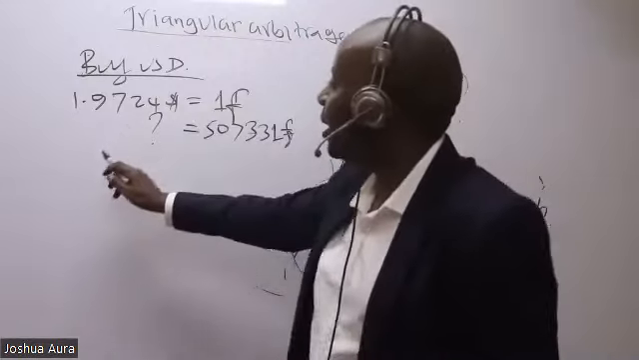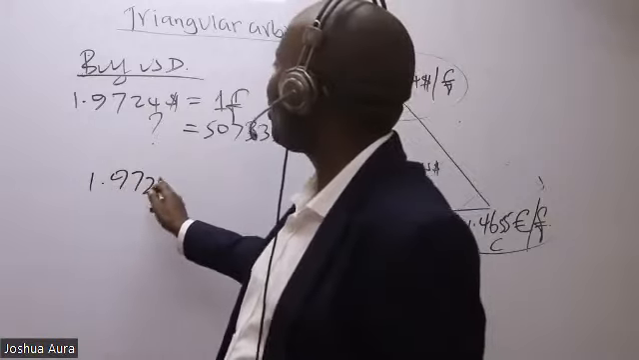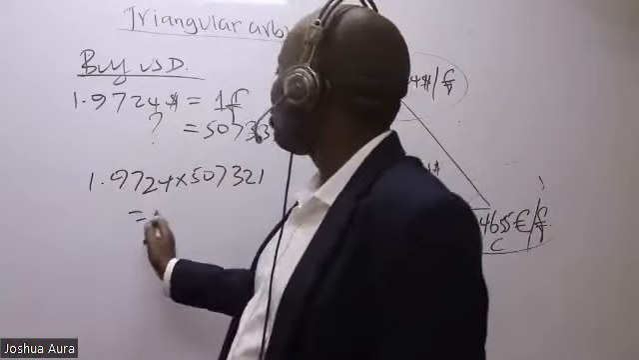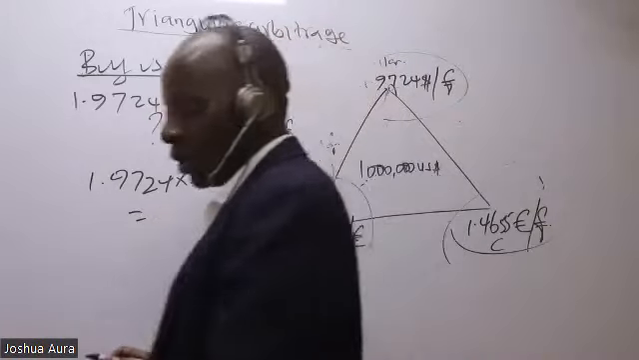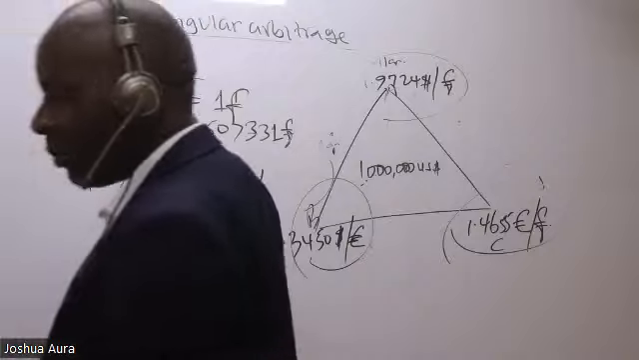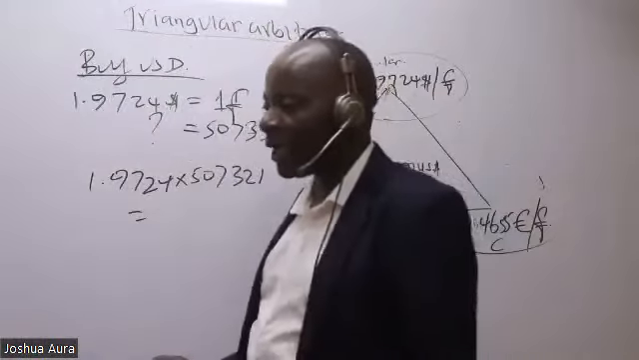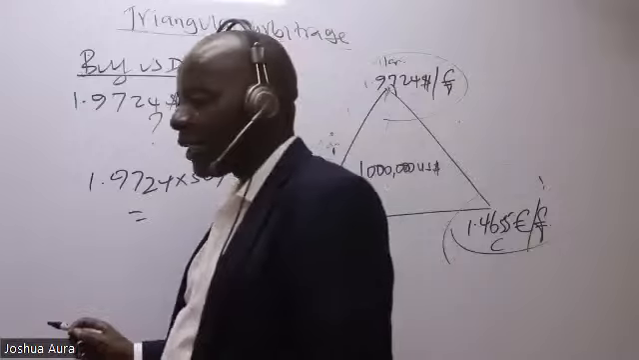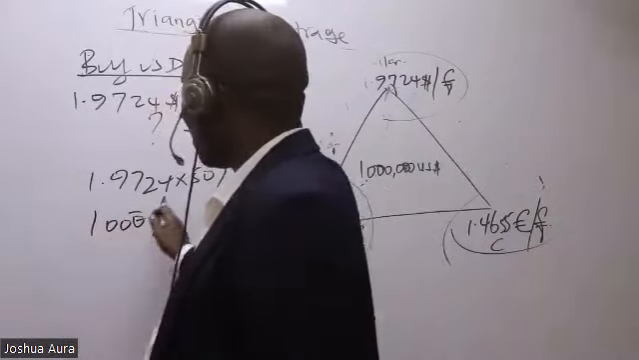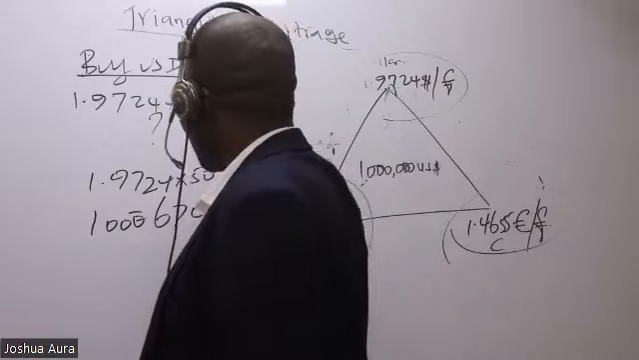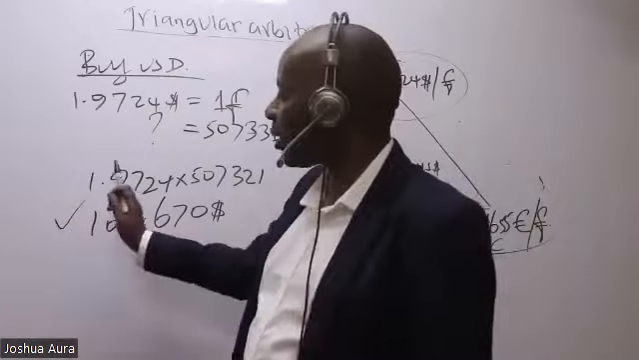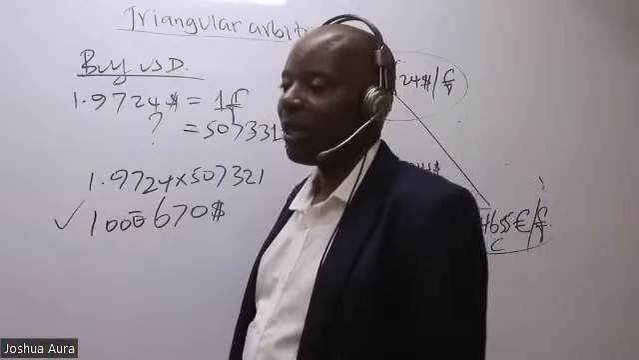this times this will be 1.9724 times 507,331, which will give me how many dollars? I don't know how Josephat is getting those dollars. We are getting here $1,000,670, like that.